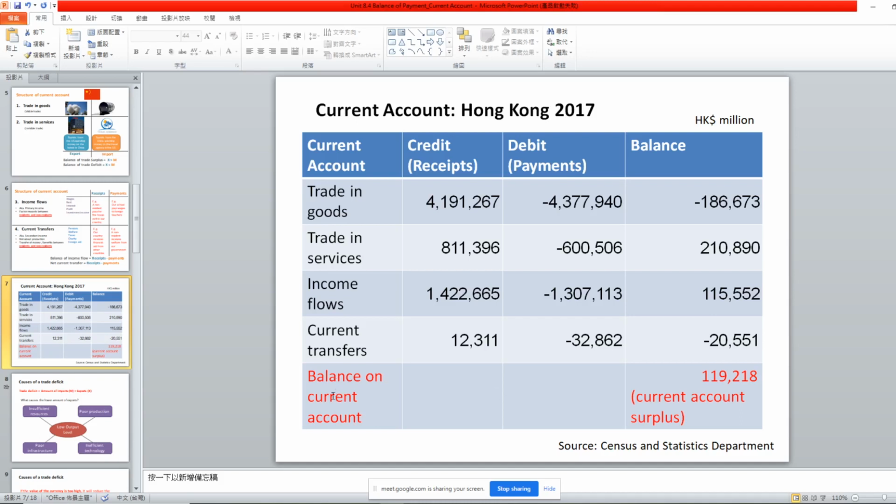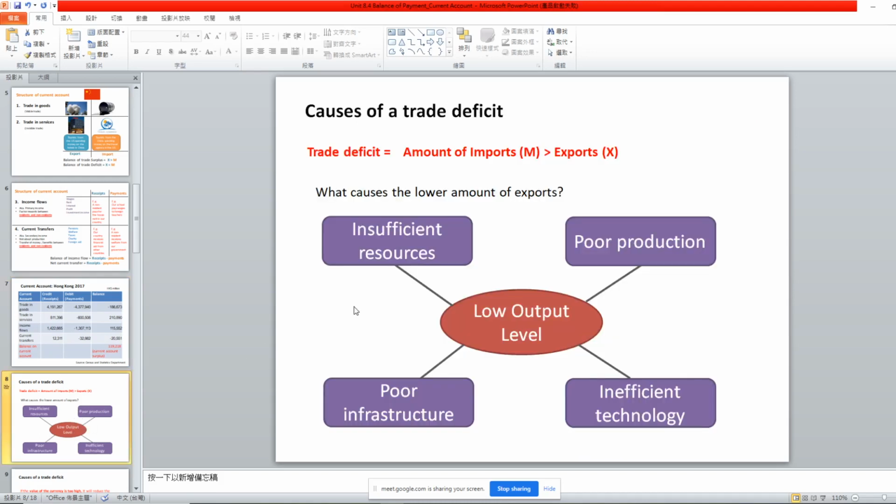And altogether, when you group all the numbers together, you can find a balanced figure for your current account. So this is what we saw yesterday. When we group all the balances together, then we can come up with this final number. So now in the current account, we have a surplus of this amount.